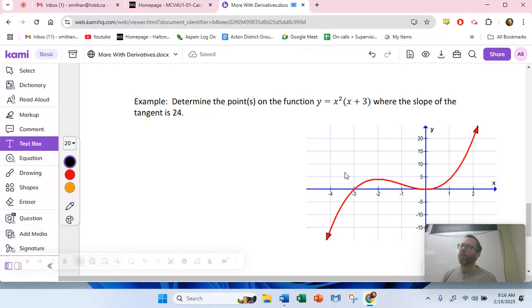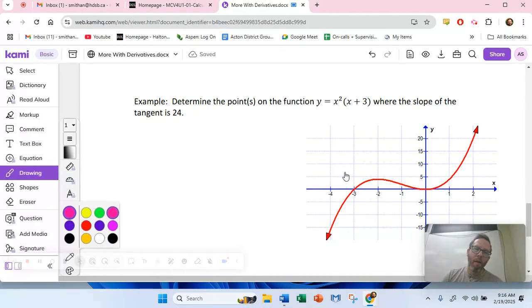Sometimes it might be useful to find when the slope of a tangent line, or when the instantaneous rate of change, is a certain number. So we're going to find on this function where the slope of the tangent is 24. And now you guys should be preconditioned, like Pavlov's dog. When you see slope of tangent, you think derivative. It's never a bad idea in calculus just to take the derivative. You're probably going to use it. So let's do that first.